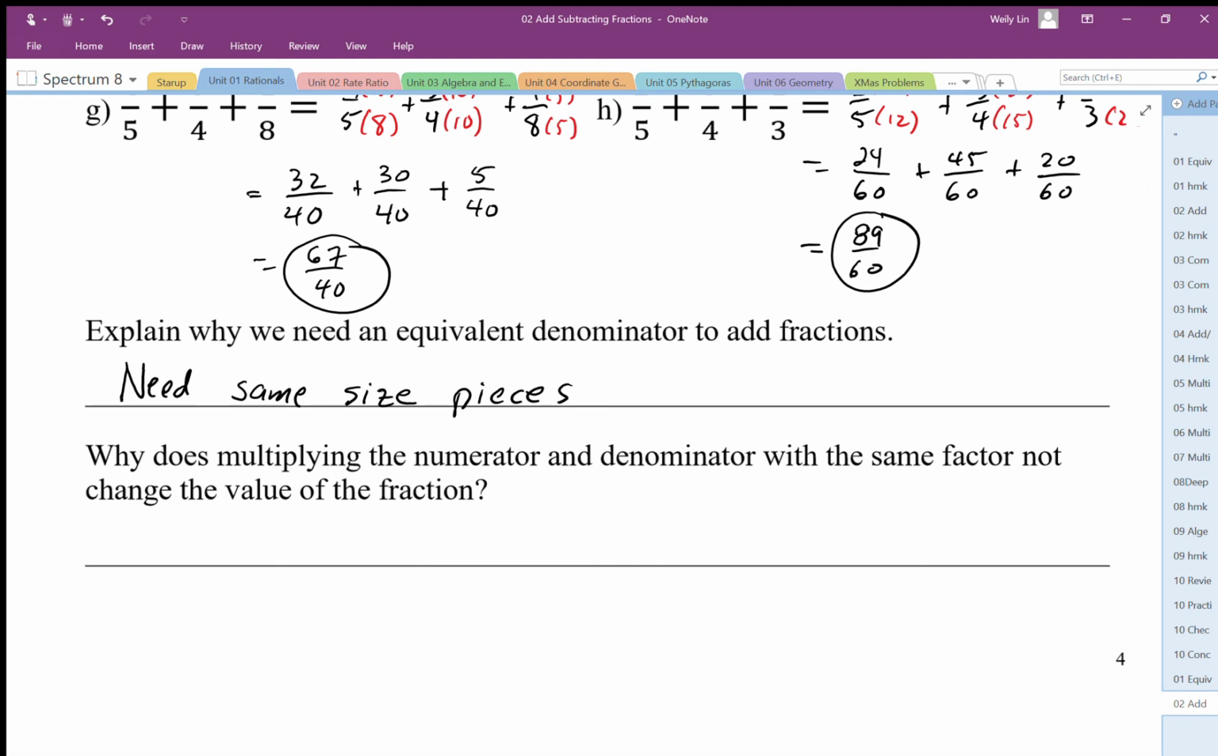Okay, so why does multiplying the numerator and denominator by the same factor not change the value of the fraction? Because it's proportionally the same. Okay, so there we go.